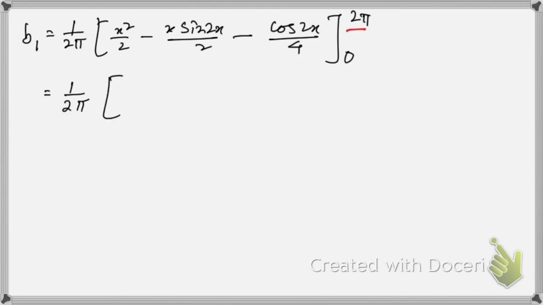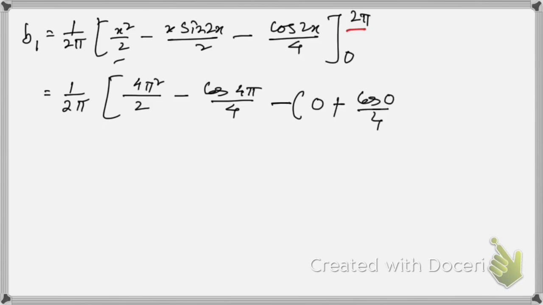So if you put 2 pi, then you will get 4 pi squared by 2, then minus cos 4 pi by 4, right? Then minus, putting the lower limit, you have to subtract the results. So minus, if you put 0 here, that's going to be 0. Then because of this minus it will be plus. Minus 0, that minus cos 0 by 4. So this minus will be plus because of this minus, right? So simply we can write 0 plus cos 0 by 4, right?